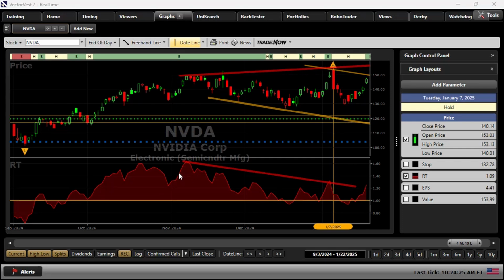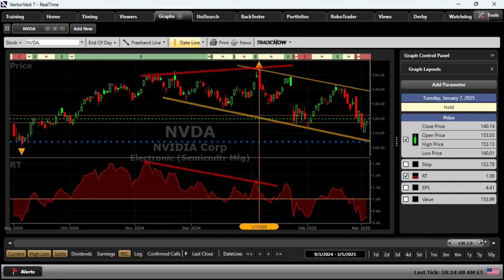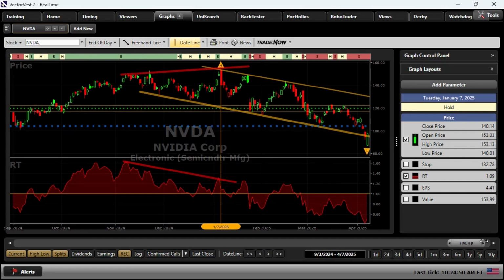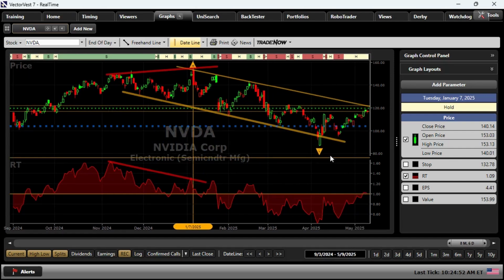However, down below, we're seeing RT, relative timing, hit a new low right at the same time period as NVIDIA was hitting a new high, giving us a sense of a bearish divergence. Now, this is a great example of how a divergence can give you some insight into a trend reversal. As I move forward in time here, NVIDIA shortly after went into a descending channel until it hit its low of $86.62 back on April 7th.